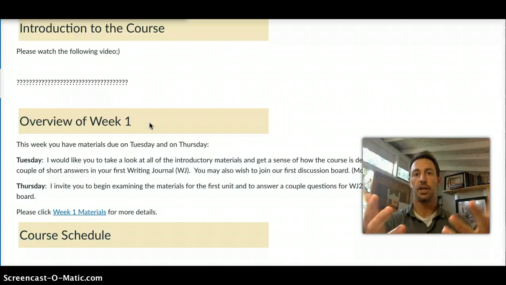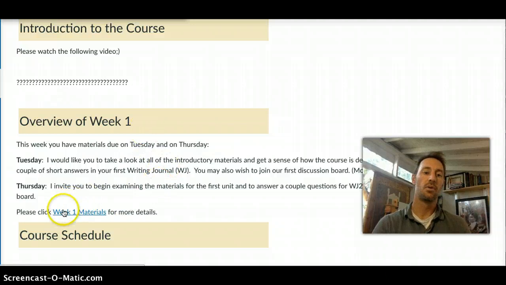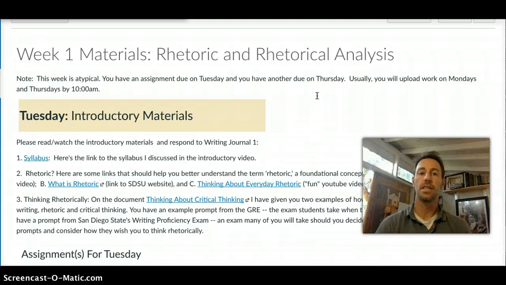And so you can go from the landing pad to all of the work for a given week simply by clicking here where it says week 1 materials or week 2 or week 3, etc. When you click here, you'll be taken to a page that looks like this. And I have organized this page with all of the materials that you need to take a look at, all of the articles that you need to read, and all of the work that you need to do. In any given week, there are 2 due dates. Now for the first week, it's atypical. You'll be doing stuff for Tuesday and you'll be doing stuff for Thursday. Although usually you'll have stuff coming in on Mondays and stuff coming in on Thursdays. I'll talk more about that a little later.